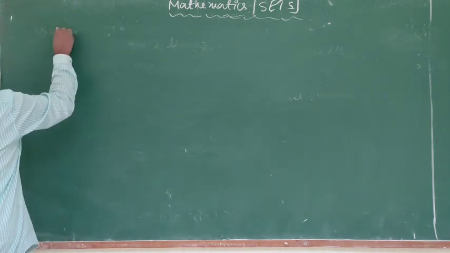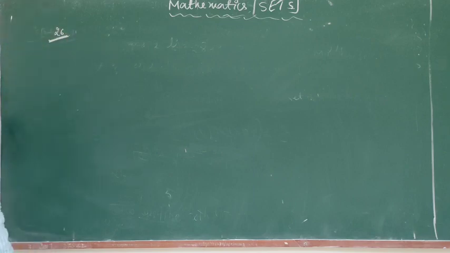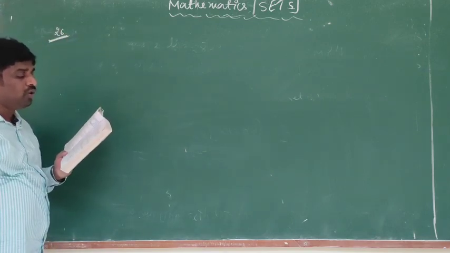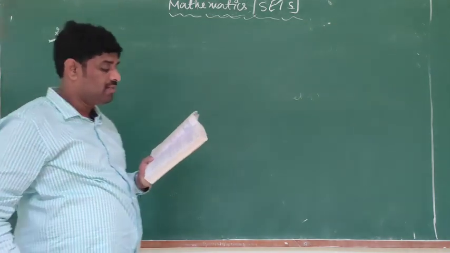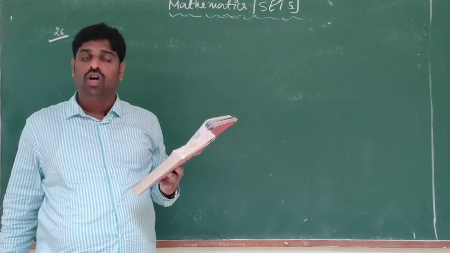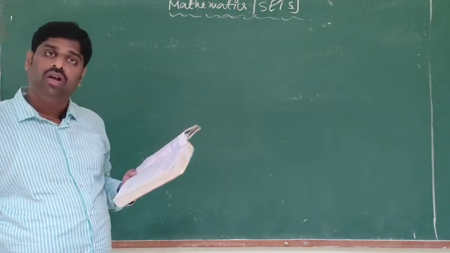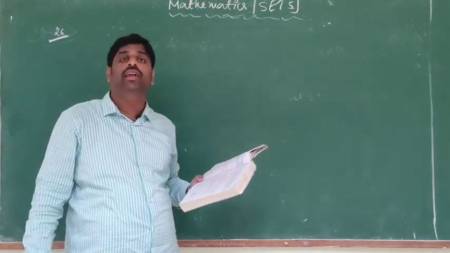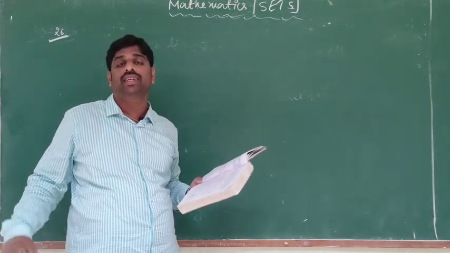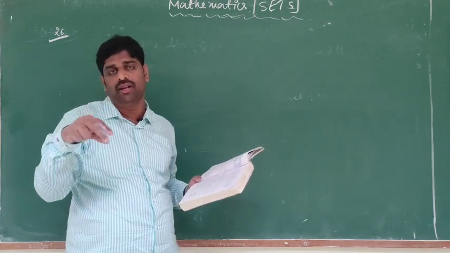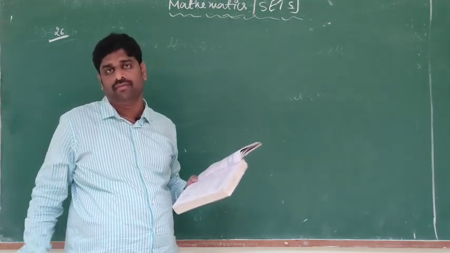Example 26. In a survey of 400 students in a school, how much is the strength of the school? 400. In 400 strength only we should take, we should select people, set by set.